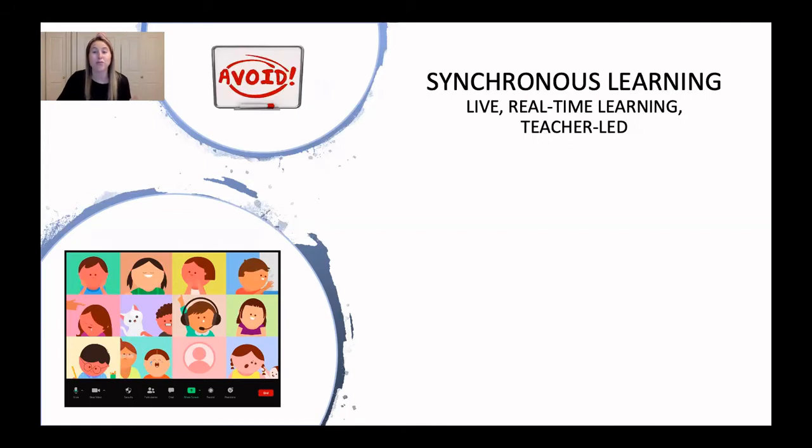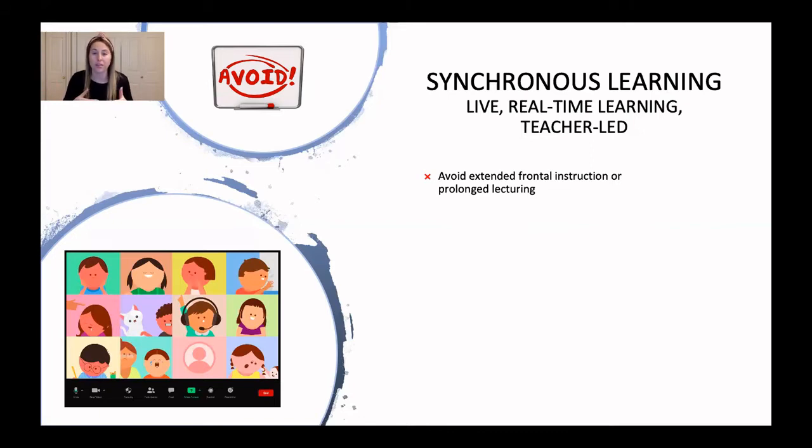Now, things that we want to try to avoid with synchronous learning is extended frontal instruction. So where the teacher might be lecturing for the majority of the lesson. This is hard to avoid because sometimes the teachers have to explain a concept. Sometimes there are things to review that will require more teacher-led activities, and that's okay.